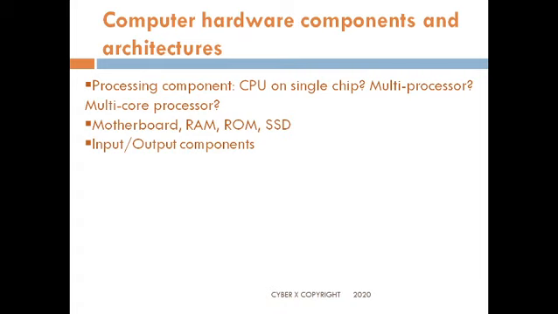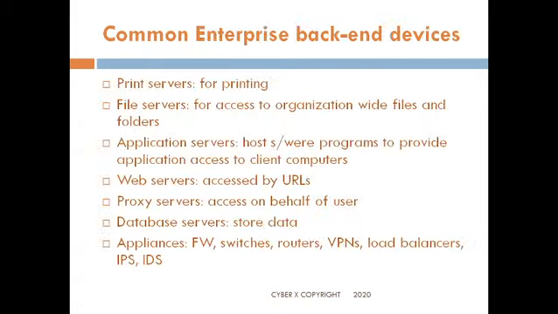Here we understand what kind of processing component it is. We are not going to get into the basics of computer hardware because this course is not meant for that. It's understandable that everyone taking this course has an understanding of that. So what we touch upon is the processing components. Is the CPU on a single chip, a multiprocessor, or a multi-core processor? These are the things one needs to understand. Motherboard, RAM, ROM, SSDs, input output components.